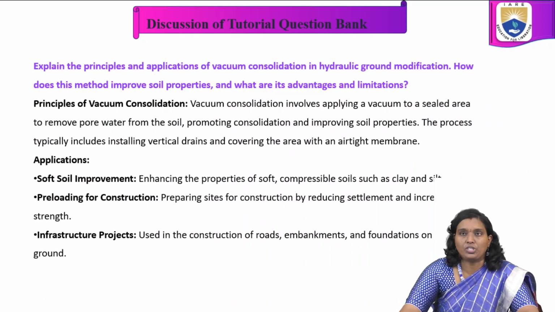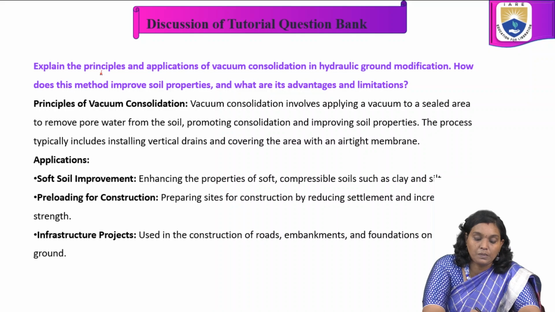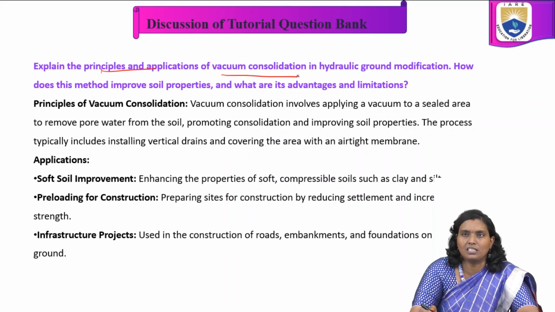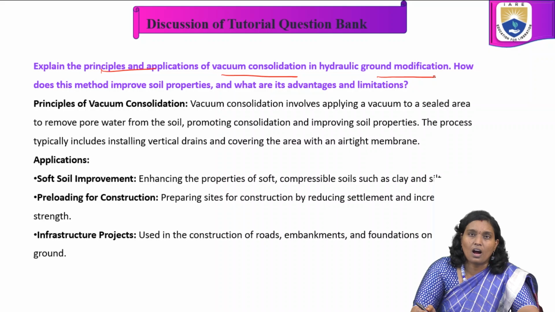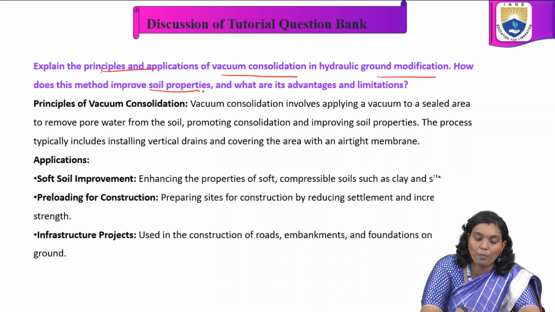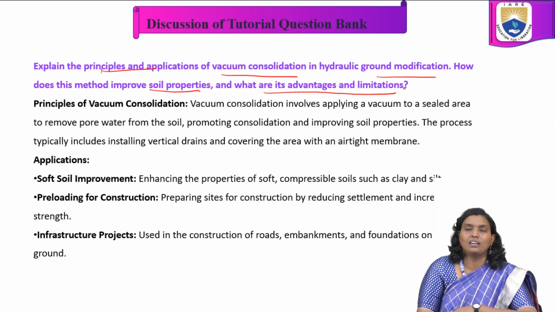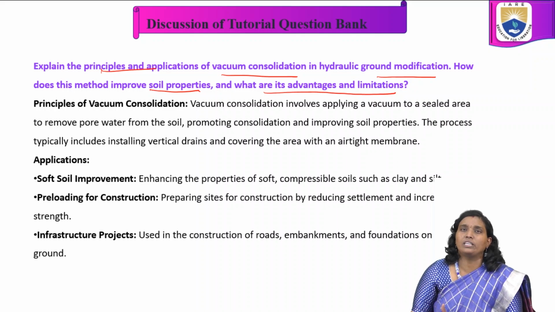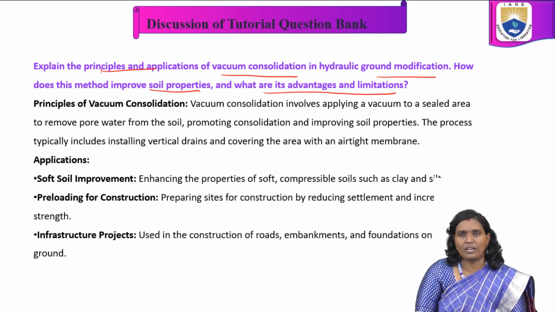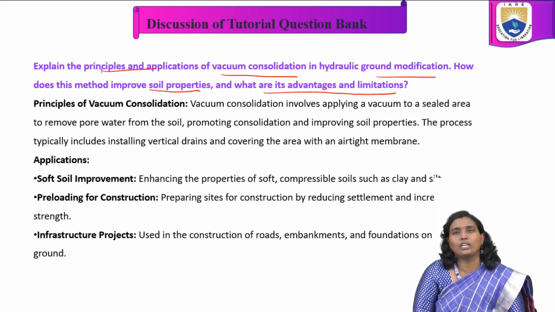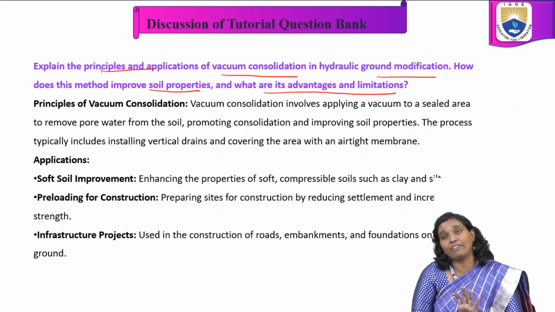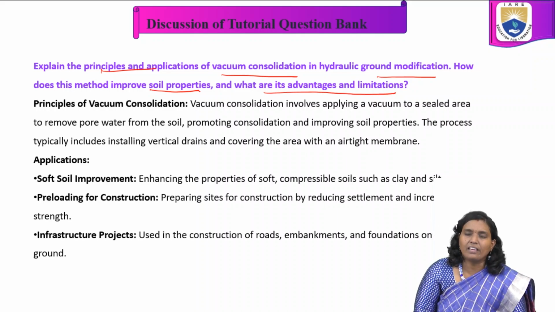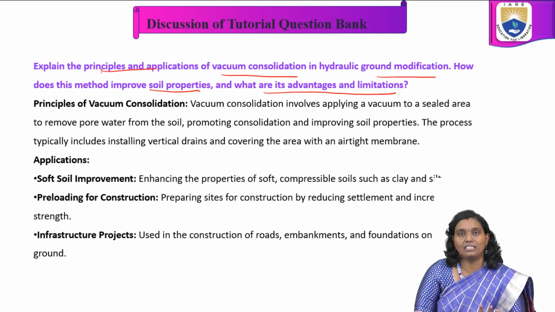Moving on to the next question: explain the principles and applications of vacuum consolidation in hydraulic ground modification. How does this method improve soil properties, and what are the advantages and limitations? First we have to explain the principle, write out the applications, how it is going to improve properties, which type of property is benefited or modified using this technique, and what the advantages and disadvantages are.